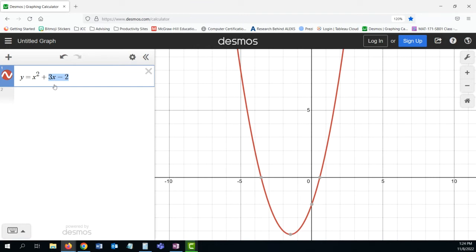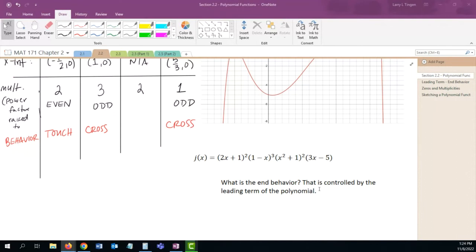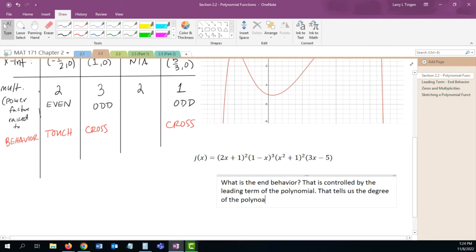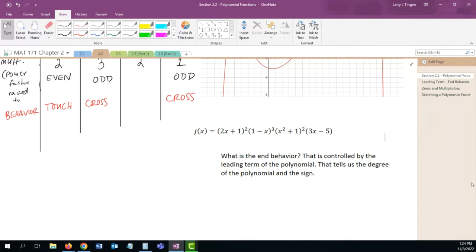The leading term is going to determine what my end behavior is. We've seen this before with odds and evens. And then you've seen it where the sign of the leading term determines in a parabola if I'm opening up or down. All right. So end behavior is controlled by the leading term of the polynomial. That tells us the degree of the polynomial and the sign. So what is the leading term of j of x?